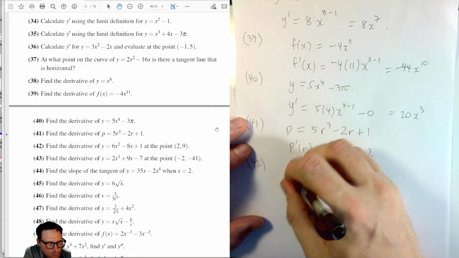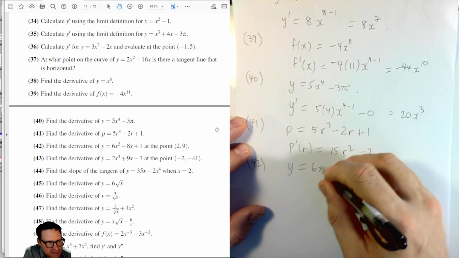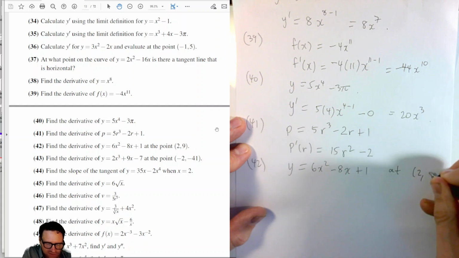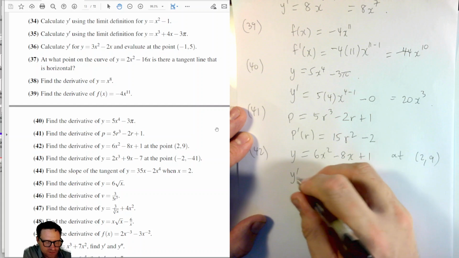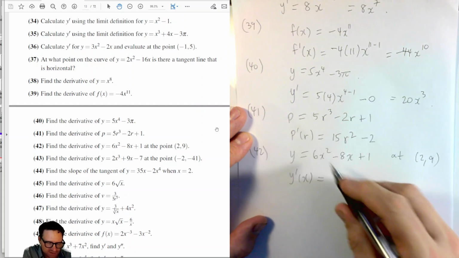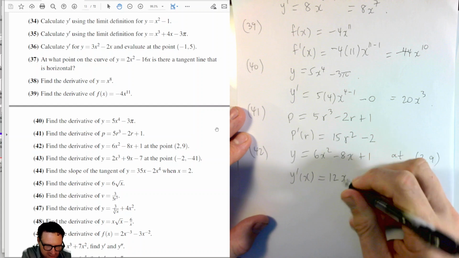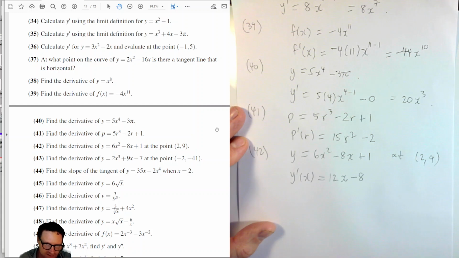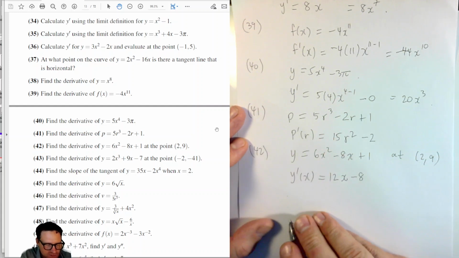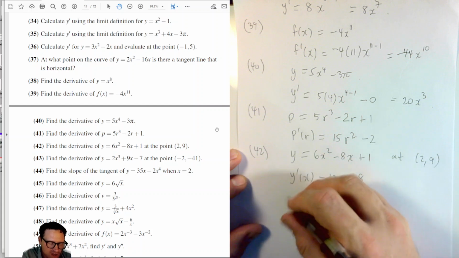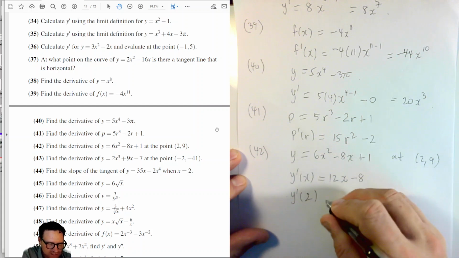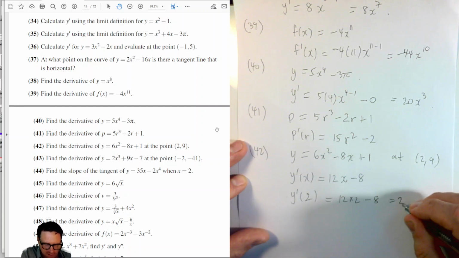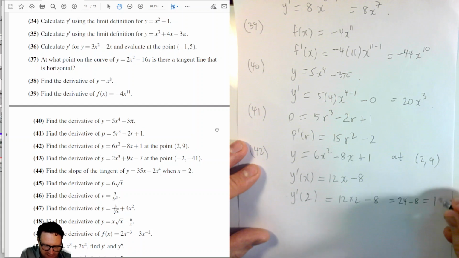Find the derivative of y equals 6x squared minus 8x plus 1 at the point 2, 9. Okay, the first derivative, bring down the 2, so we have 6 times 2 is 12, x to the power of 2 minus 1 is 1. The derivative of minus 8x is minus 8, so there's our first derivative. Now we want to evaluate this at the point 2, 9, so y dash of 2 is equal to 12 times 2 minus 8, which is 24 minus 8, and that is 16.